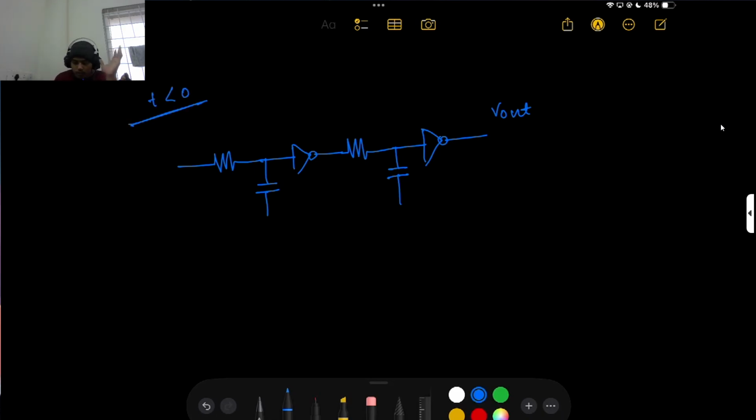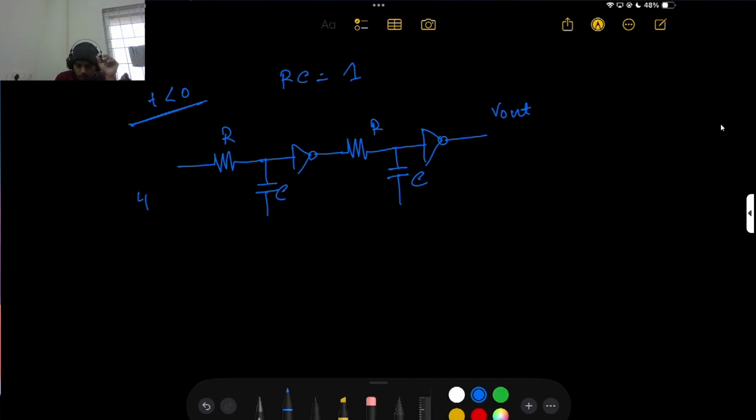Let's redraw. Here is one capacitor, one inverter here. Here again one resistor and one capacitor. Here again one inverter, and here my V out. Here I analyze the circuit for T less than 0. So the circuit has R, C, R, C, and the RC time constant is 1.